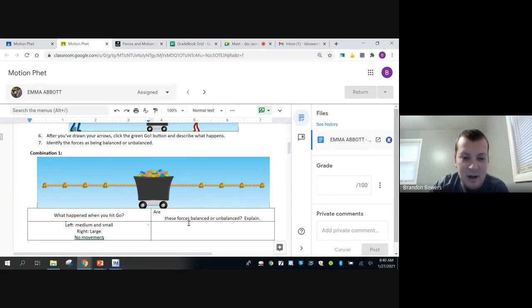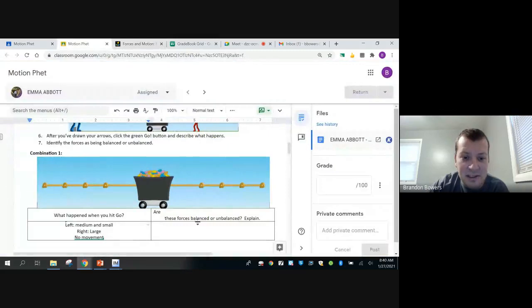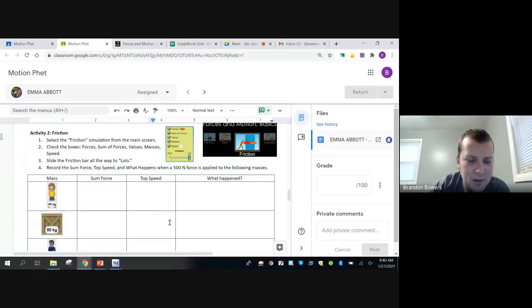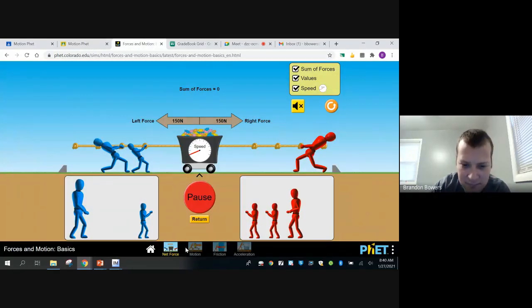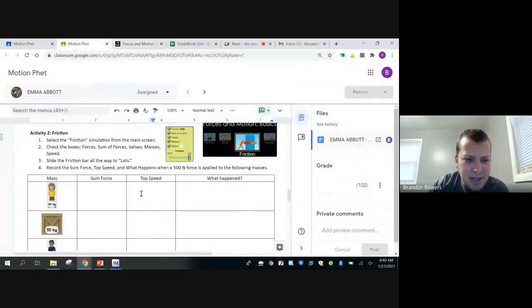And the second question, are these balanced or unbalanced? Well, if the sum of forces is 0, it's balanced. And that's what you are doing. You'll try two more events, and then you'll go down to the friction. Friction can be found right here. You're going to click on friction, and you're going to try some things.